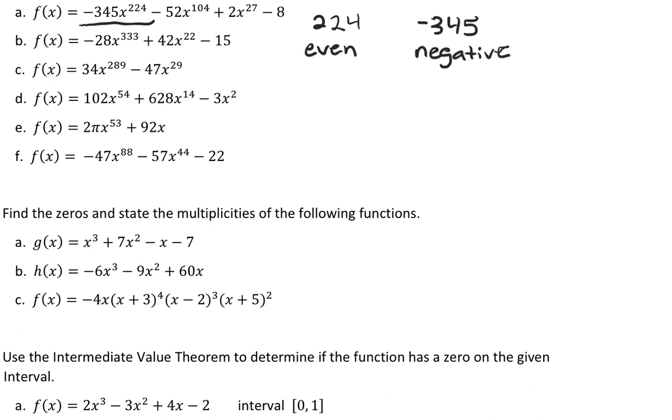So since the power is even, we know that the polynomial function is going to start and end in the same direction. And with an even degree, it's going to start up and end up. However, because the first term is negative, it's going to start down and end down. So in other words, the end behavior of this will be left falling and right falling.